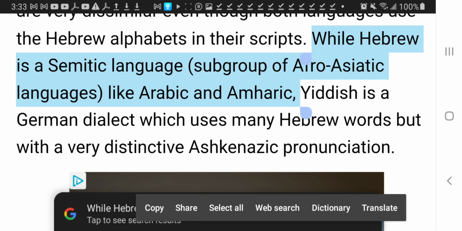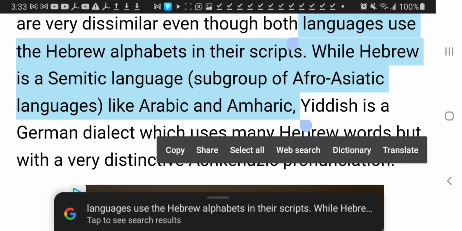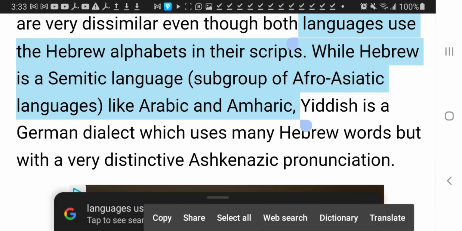It says, while Hebrew is a Semitic or a Shemitic language, it's a subgroup of the what? Let's go over here so you can see it more clearly. Of the Afro-Asiatic languages. You see Afro right there? So if Hebrew is Afro, how dare they say it doesn't have anything to do with the African? Afro-Asiatic, black man. Afro-Asiatic languages like Arabic and Amharic. Look, boom, right there is the Amharic link.